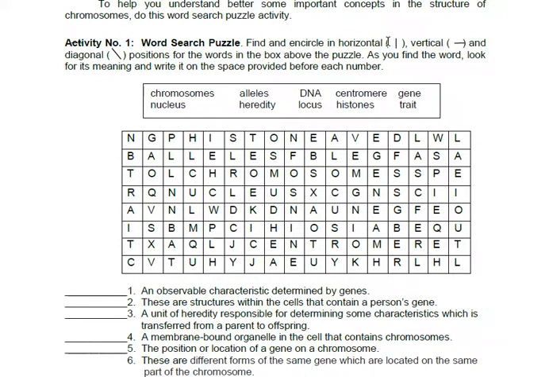Okay, this is wrong. I would like to point out, dili ni siya horizontal. This is actually vertical and this is horizontal. So, nabaliktad. So, pag ingani, vertical. Pag ana, horizontal. Kung ingani, diagonal. Positions for the words in the box above the puzzle. As you find the word, look for its meaning and write it on the space provided before each number.